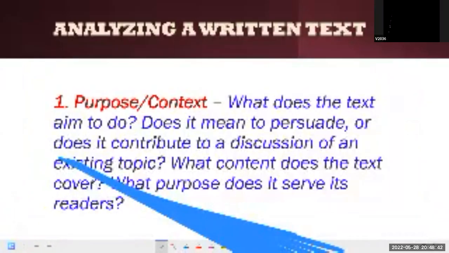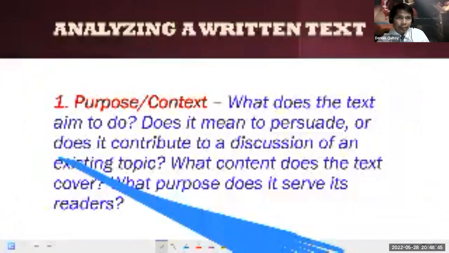Moving forward, this is called analyzing a written text. There are nine parts. Number one is purpose and context. When you have something to read, a text or a book, we first find out the purpose or context. What is the purpose of the story or the statement? What does the text aim to do? Does it mean to persuade or does it contribute to the discussion of an existing topic? Or what content does the text cover? What purpose does it serve its readers?